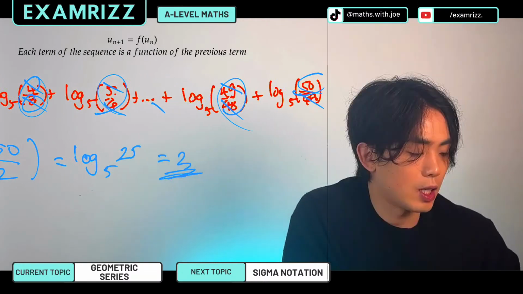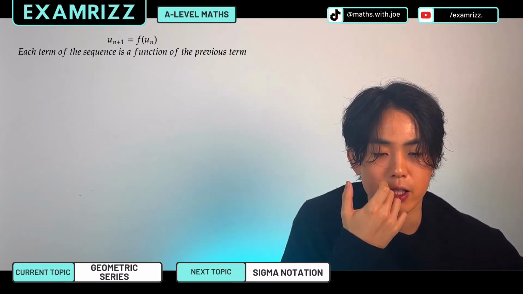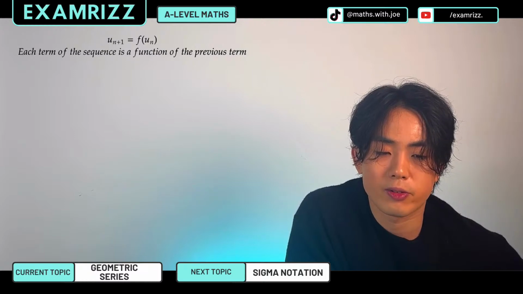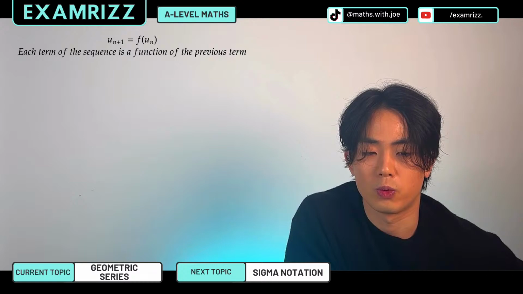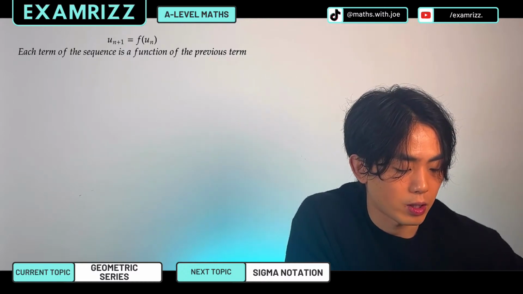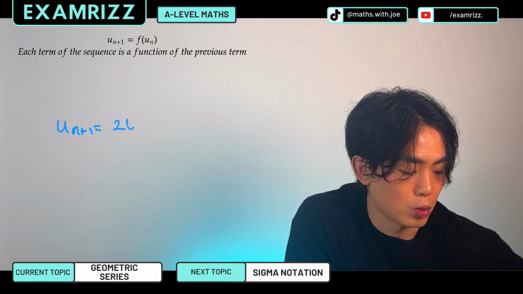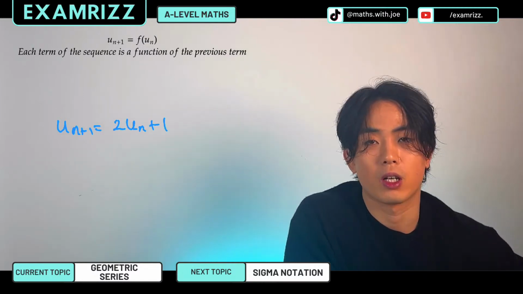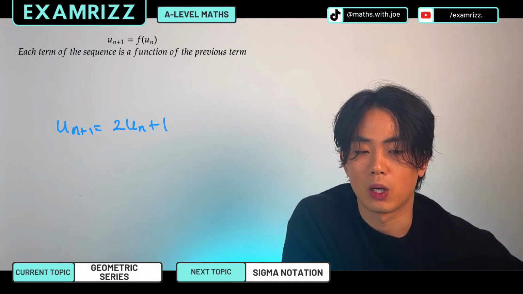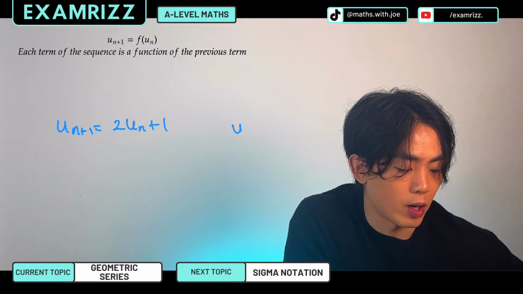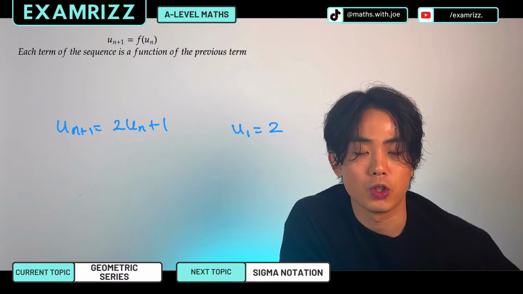And the final part of the A-level course, in terms of series, is looking at recurrence relations. A recurrence relation is when each term of a sequence is a function of the previous term. You might have seen, for example, u(n+1) is equal to 2u(n) plus 1. This is a recurrence formula, because if we know the nth term, it tells us the (n+1)th term. They'll give you the first term, so they'll say u1 is 2, for example, and they'll ask you to find u2, u3, and so on.